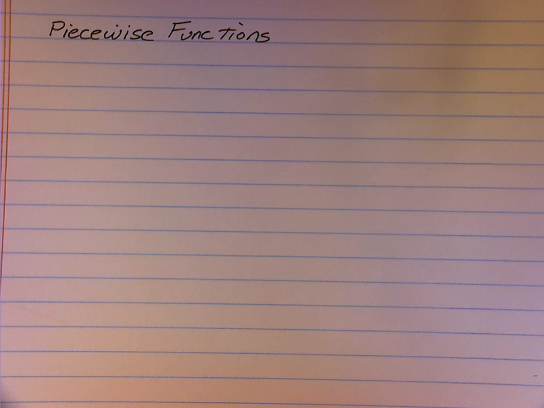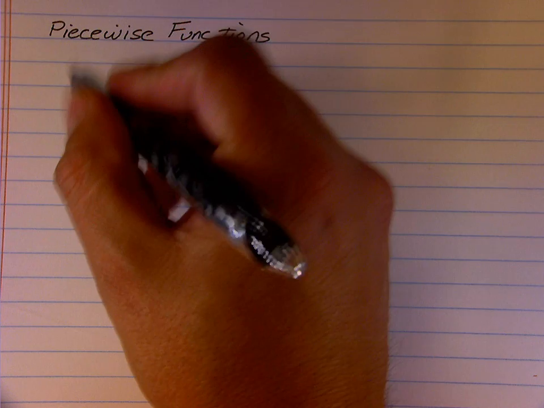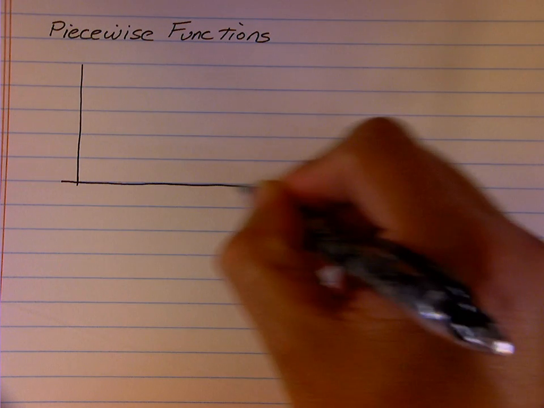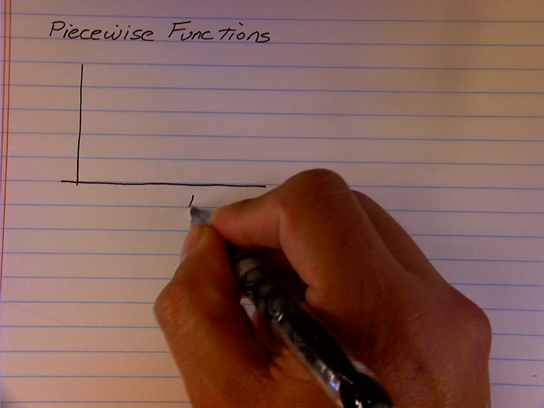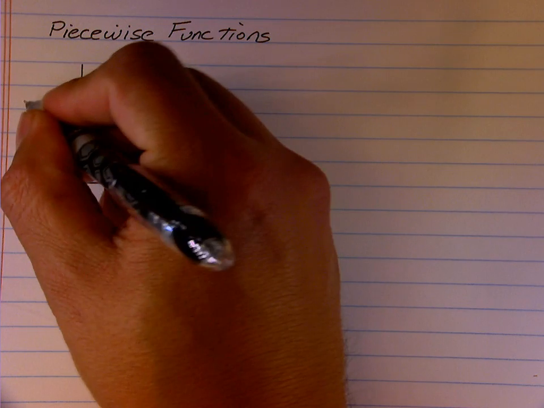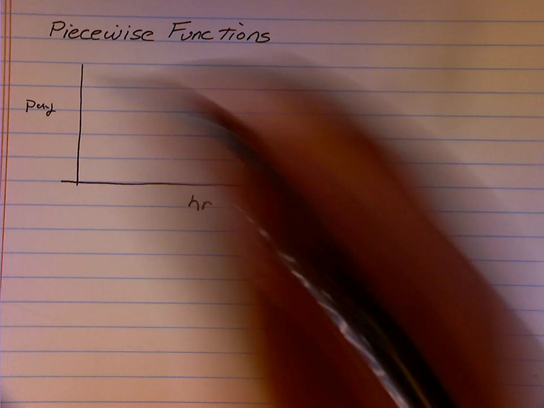Piecewise functions. Piecewise functions are functions that are made of pieces of different equations. An example of this might be if you work for the mall and you're getting paid by the hour. So let's look at a simple little graph. Our horizontal axis will be the hours you work, and our vertical axis will represent your pay.